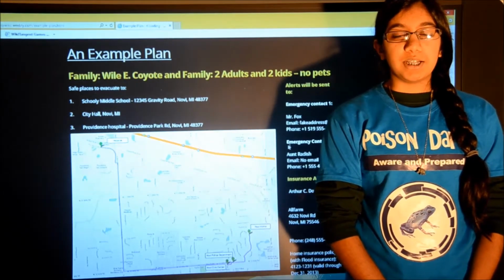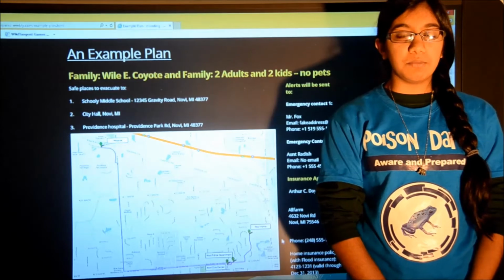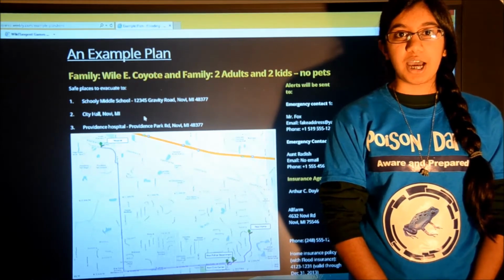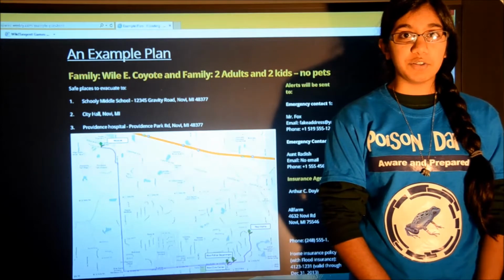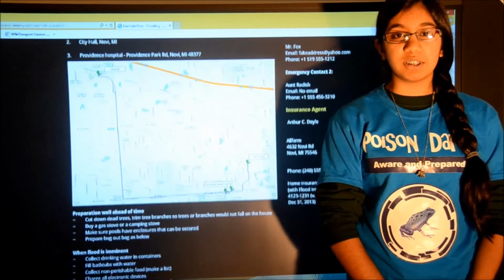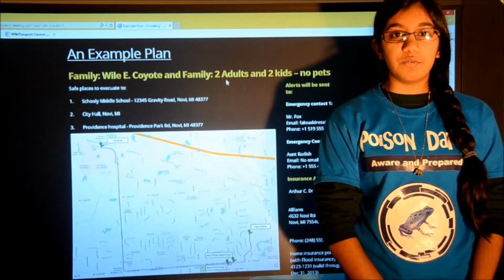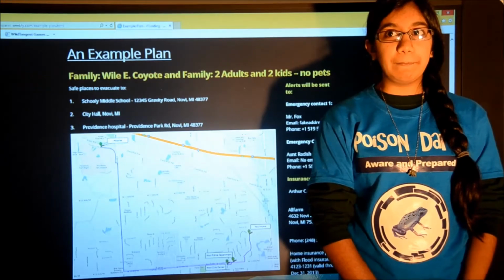The flood plan does many things, and it requires you to input certain information such as the number of people in your household, their ages, dietary concerns, medical concerns, and information for the third thing, which is our buddy alert system.